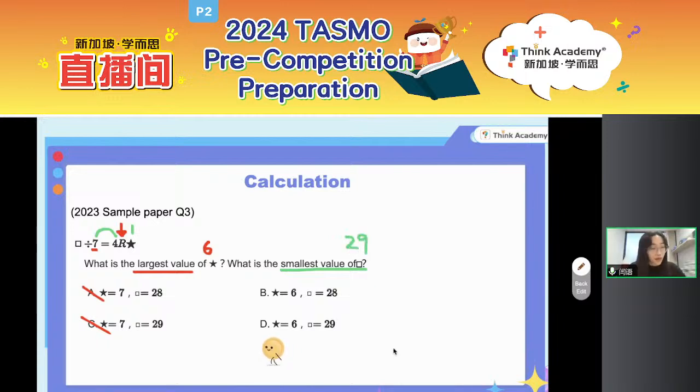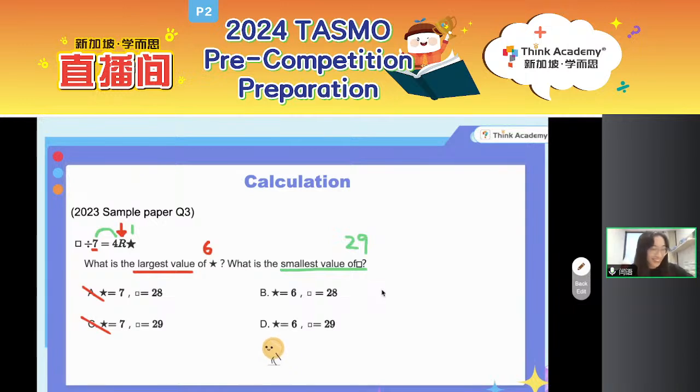So, many students got confused because they asked me, okay, teacher Apple, you see that when the star equals 6, the square is not equal to 29, right? Because here actually you just separate them, don't combine them. It is not like when the star is 6, the square is 29. No, okay? Understand the question properly.